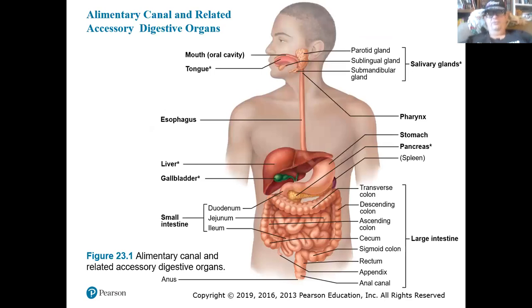So here's an overview. It has pictures of everything. As you can see, we go from the mouth through the esophagus, through the stomach, the small intestine, and then the large intestine, which we divide up into the ascending colon, the transverse colon, the descending colon, the sigmoid colon. So, all right, moving on.